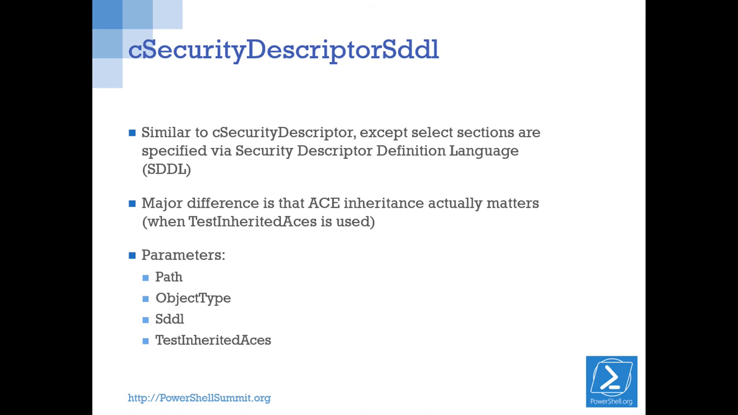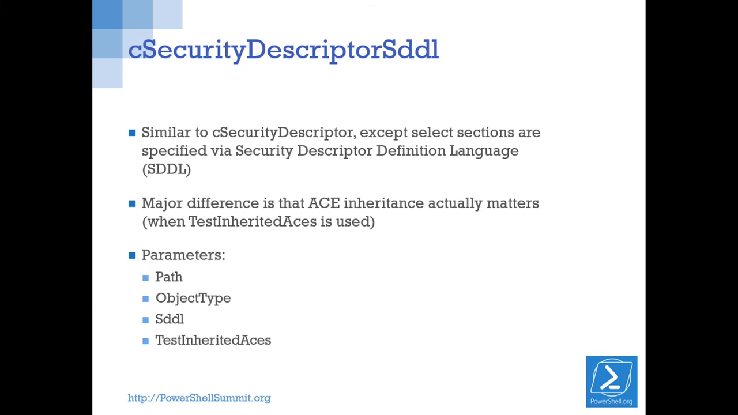So the one big difference is, remember in the last resource, it basically ignored the flag that said whether or not the ACE was inherited. SDDL, when you specify an SDDL string, each ACE that's defined in there, and we'll take a look at one of those strings in a minute, says whether or not that ACE is inherited.